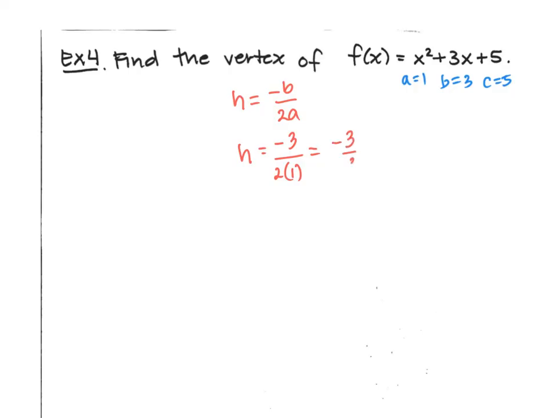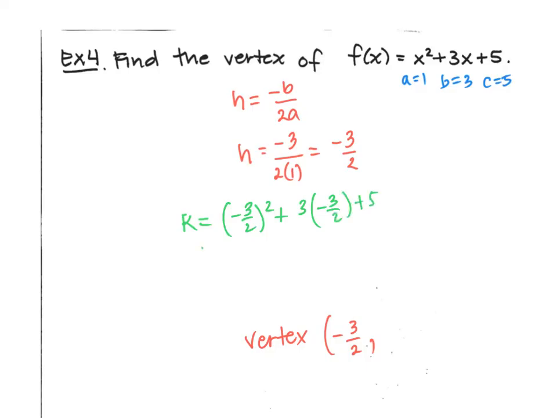So h is -3/2, which is nice because now I know the vertex is going to be (-3/2, something). How do I get this something? I plug it back into the original function to see what k is. So k equals, and I'm going to take the -3/2 and plug it in for x in the function, because that'll give me the y-coordinate of the vertex. So (-3/2) squared plus 3 times -3/2 plus 5. That's 9/4 minus 9/2 plus 5.